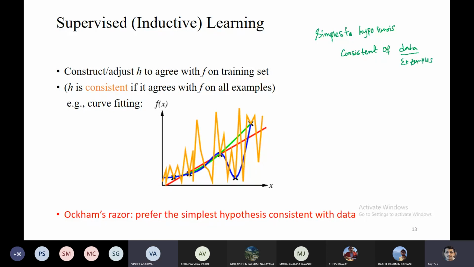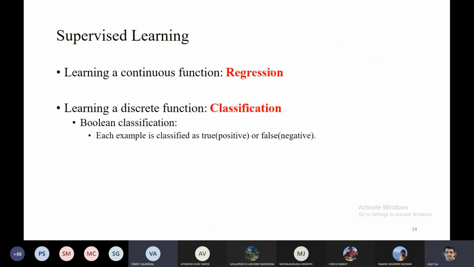Okay. So this is important, that we need a kind of curve that is simple enough, but it will accurately represent the given data. So that is one of the important things. Okay. So under this supervised setting, there are two very important things we have to consider.